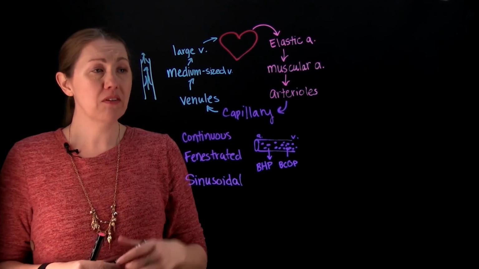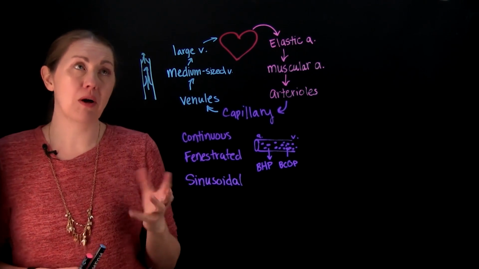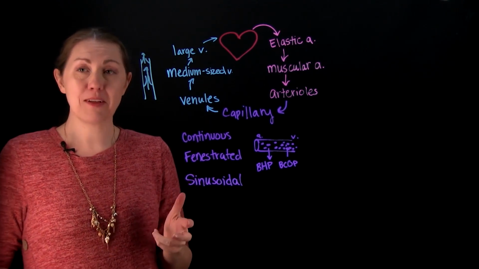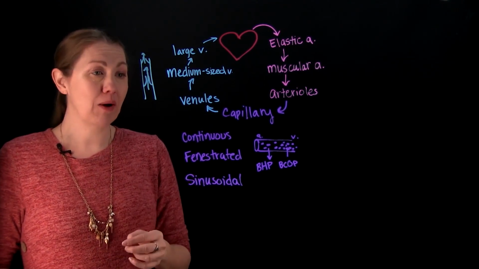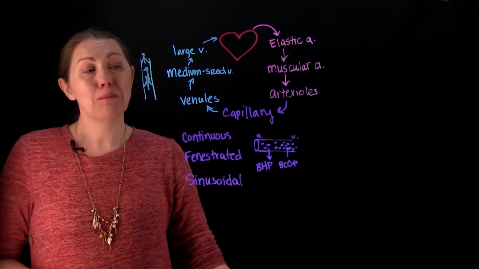All right, now this is a typical blood flow. There are, however, some exceptions to this. And one of my favorites to talk about is when you would go through two capillaries. And that is what we call a portal system.